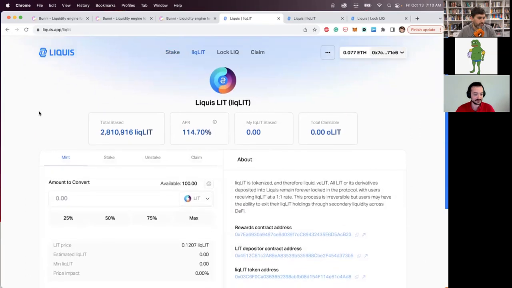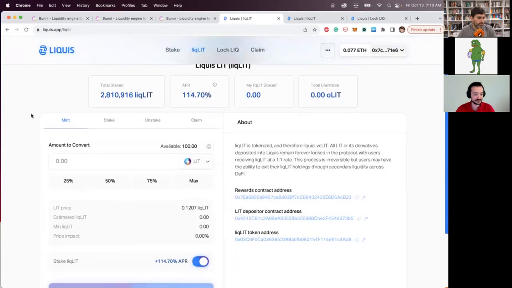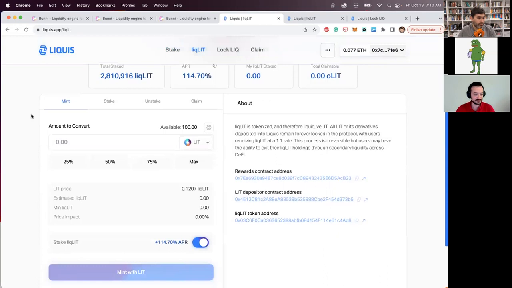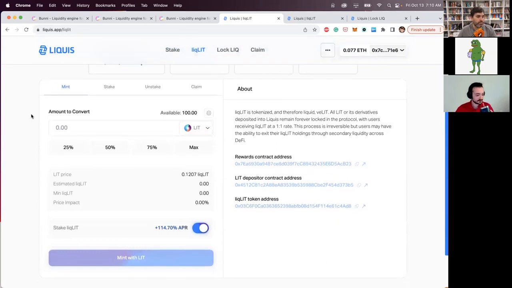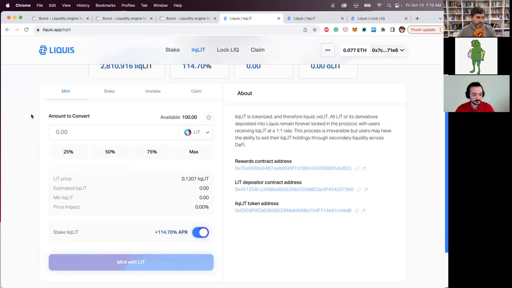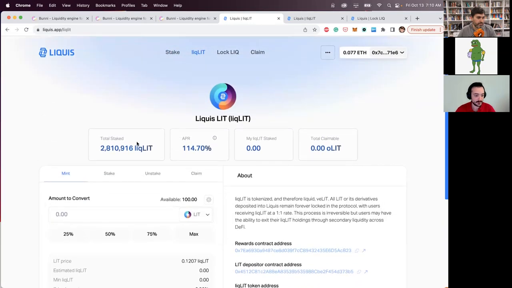Because here people can provide their LIT without the need of the Balancer pool token, without the need to lock for 4 years. You can just throw your LIT in there. And then, if you scroll up again, you will earn 114% APR. If you click on the eye again, you will see that a part is coming from Balancer and ETH.